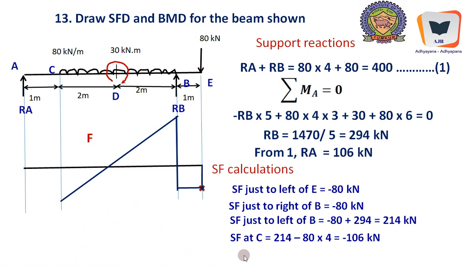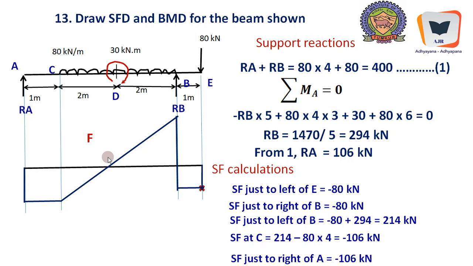Now SF at C is 214 till then, minus 80 into 4. Now it is plotted over here, and the same shear force will continue till here, and 106 happens to be the support reaction, so our calculations are correct.